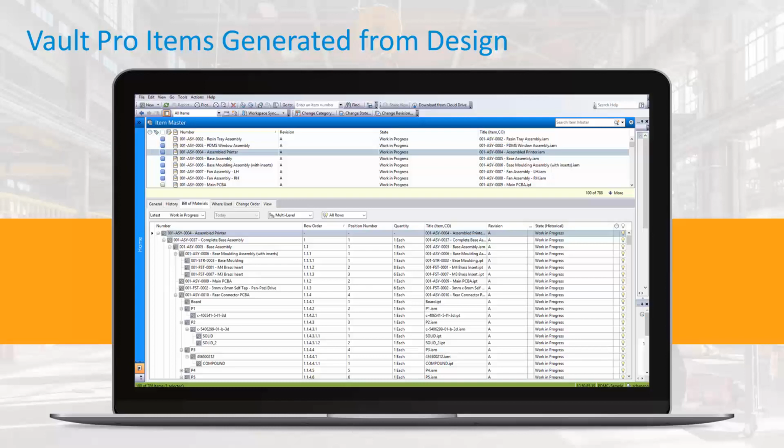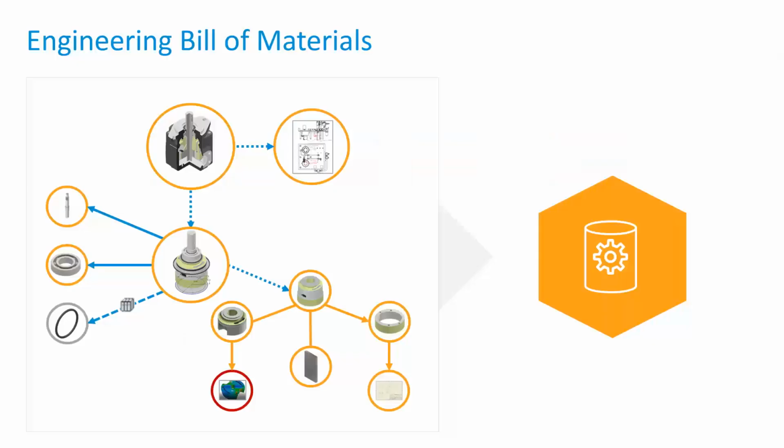And that's the power of this, because we're inside one application in Vault Professional, the CAD files on the one side and the item on the other, and they are joined together. Notice we get things like quantity, we get the position number, we get the row number. Vault simply knows all. It knows what's inside the CAD file and it collects it for you.